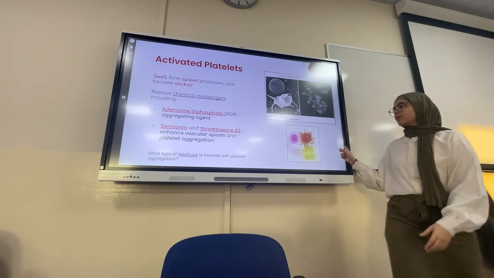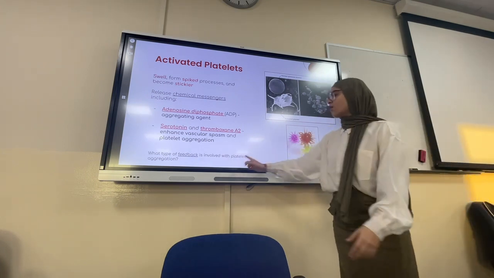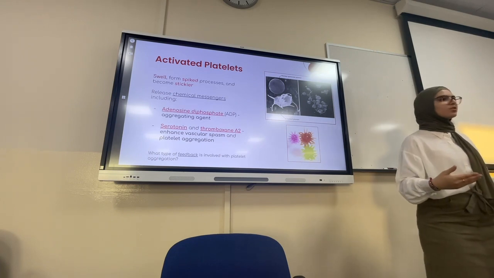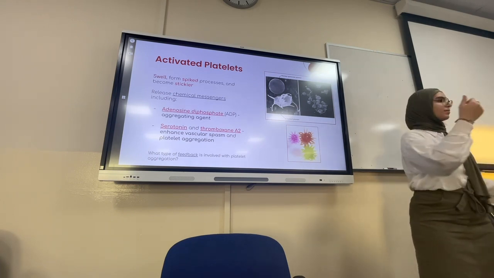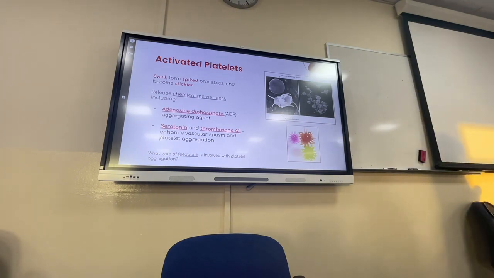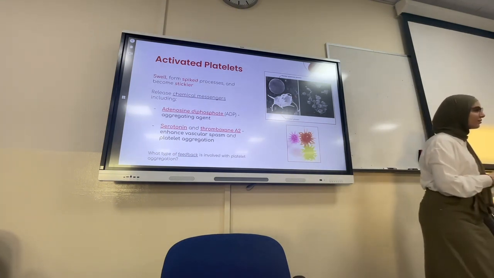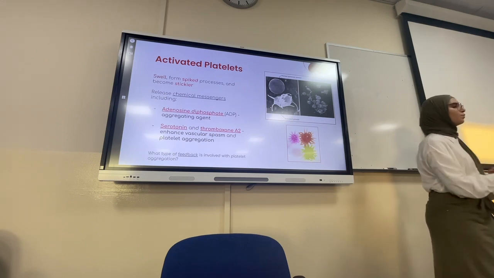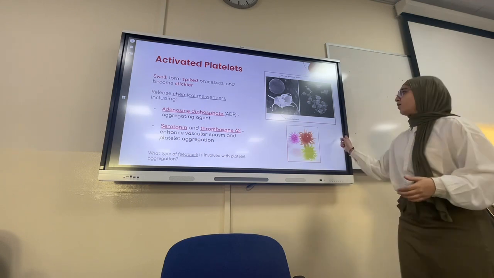All right? Perfect. What type of feedback is involved with platelet aggregation? Positive feedback. Who can explain why it is positive feedback? Because as more platelets bind due to the von Willebrand factor, they release other chemicals which recruit more platelets. Exactly. Well done. And it goes on and on.